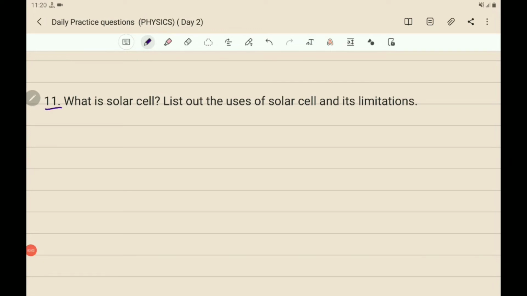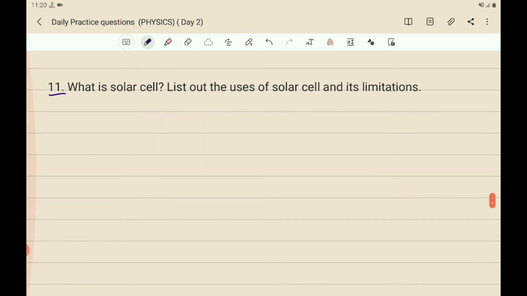Now question number 11. What is solar cell? List out the uses of solar cell and its limitations. Now let us write what is solar cell. A solar cell is a device which can convert the radiant energy of the sun, means solar energy, into electrical energy directly.